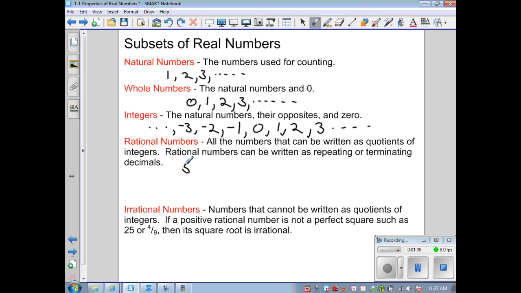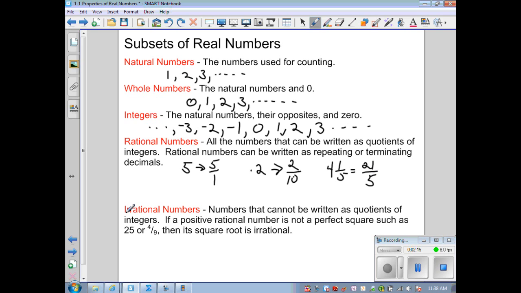For example, 5 is a rational number because it can be written as a fraction, 5/1. 0.2 is a rational number because it can be written as a fraction, 2/10, since the 2 represents the tenths position, and can be simplified to 1/5, but in this case it's still a rational number. 4 and 1/5 can be represented as a rational number because I can write it as just a quotient or fraction. 4 times 5 is 20 plus 1 is 21/5.